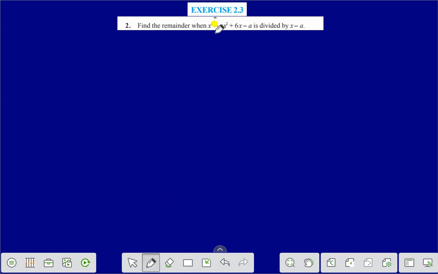Find the remainder when x cube minus ax square plus 6x minus a is divided by x minus a. Here also we'll use the remainder theorem. It is given that we have to find the remainder on dividing by x minus a. x minus a is equal to 0, therefore x is equal to a.